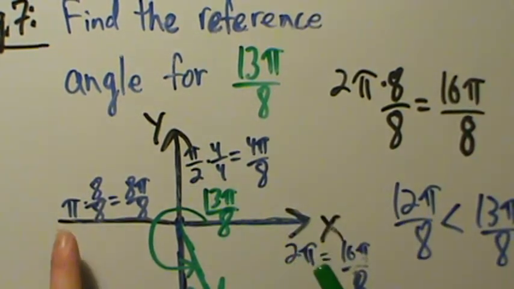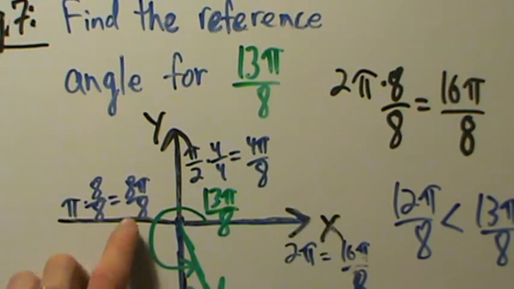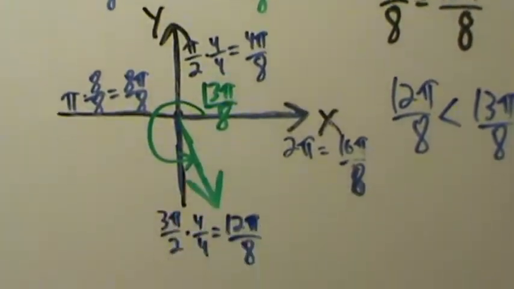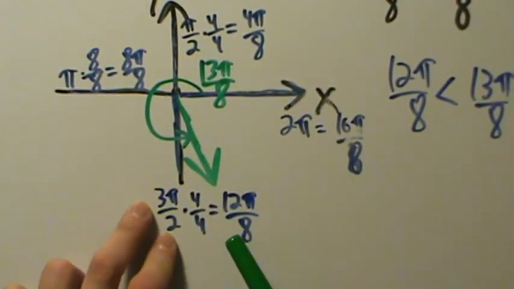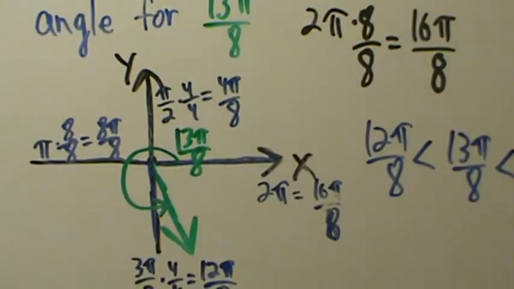Go to the next one. Pi is the next one. Common denominator, that's 8 pi over 8. Well, 13 pi over 8 is still larger. Go to the next one. 3 pi over 2 is the next one. Common denominator gives me 12 pi over 8. 13 pi over 8 is still larger. Go to the next one.